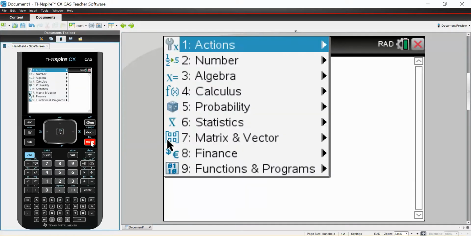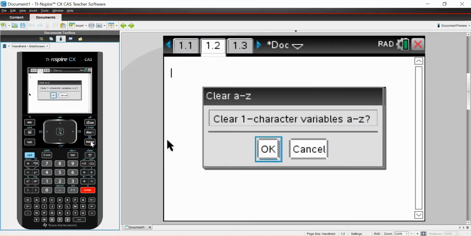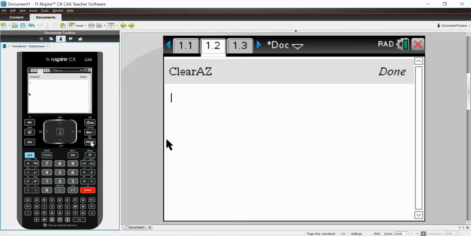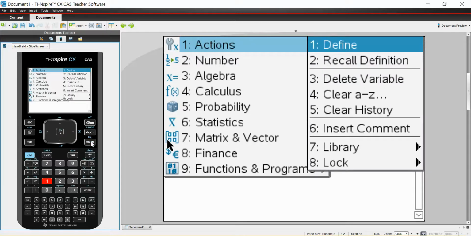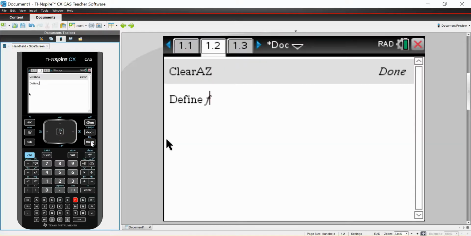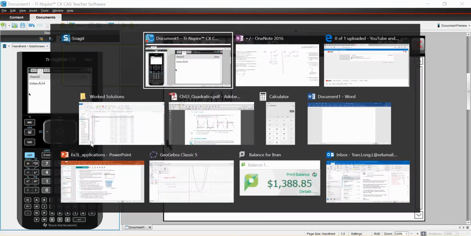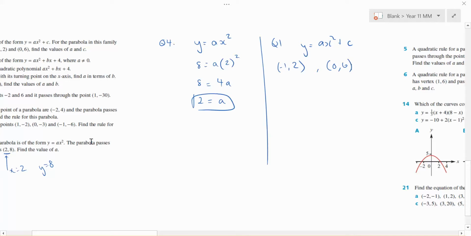I'm just going to go back to menu, and I'm going to clear the things that I defined. Clear A to Z. Now let's do it again. We're going to go to menu, 1, so actions, define. Now what do I want to define? f of x, f bracket x bracket, equals. Now, I'm going to do question 1. Now, f of x is really your y value. So instead of saying y, we say f of x, and I'll show you why we do it. So we call it f of x equals a times x squared.